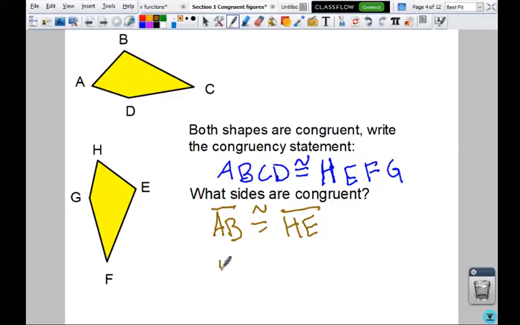So I got BC next. Side BC is right here. It is going to match up with side EF.